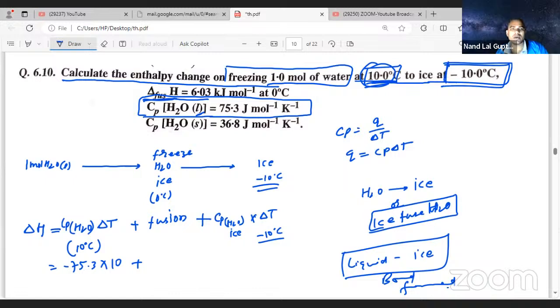Okay, understood. Now for fusion, how much have they given? 6.03. That much only. All the units are there. Here this is kilojoule, here it is joule. So kilojoule means 10 power -3. Plus, Cp they have already given. This will be the negative term, 36. Temperature is already negative, it will automatically become negative if you multiply by -10.